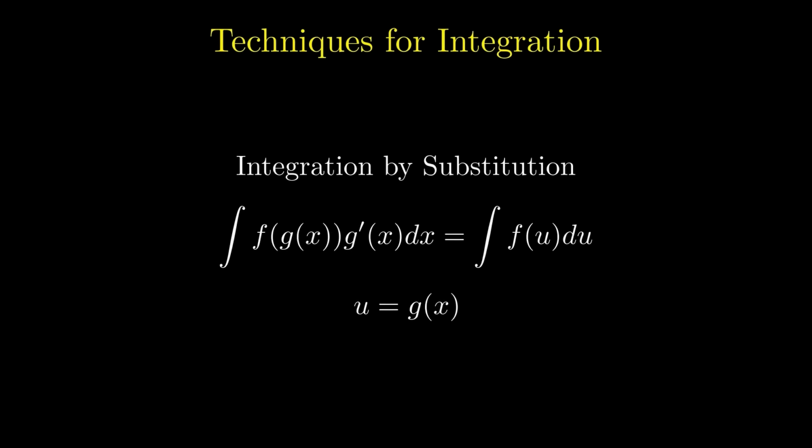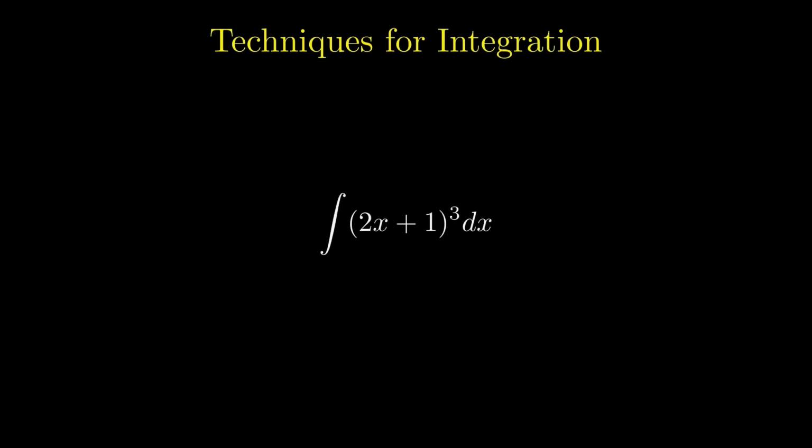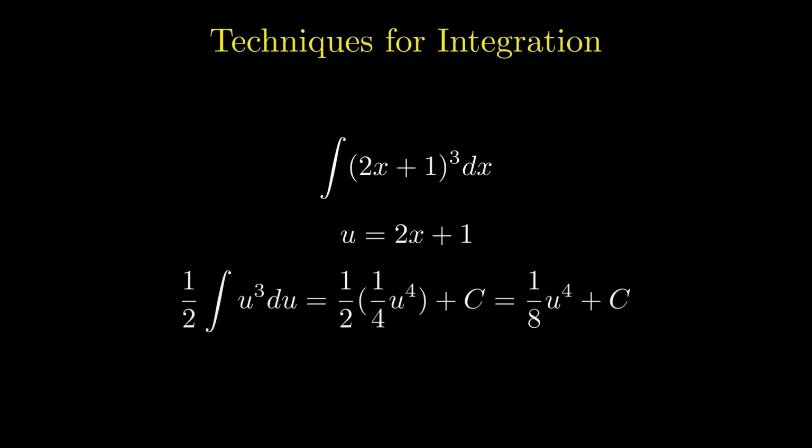For example, in the following integral 2x plus 1 cubed with respect to x, we will substitute u equals 2x plus 1. The new integral will be 1/2 the integral u cubed with respect to u equals 1/2 times quantity 1/4 u to the 4th power plus c equals 1/8 u to the 4th power plus c equals 1/8 times quantity 2x plus 1 to the 4th power plus c.